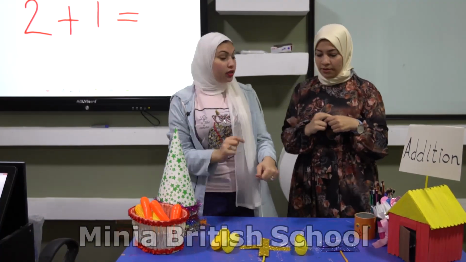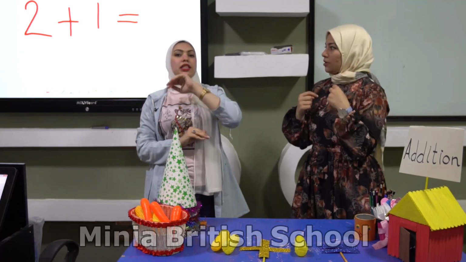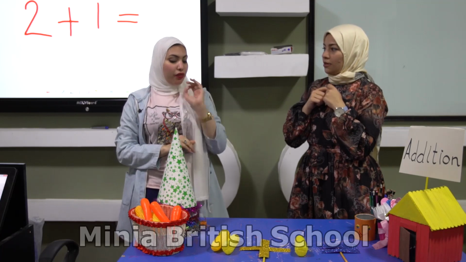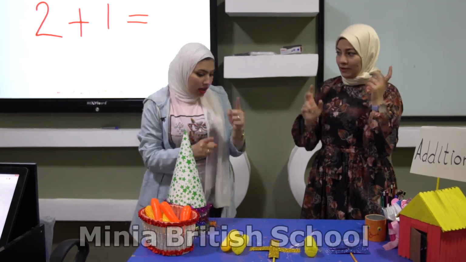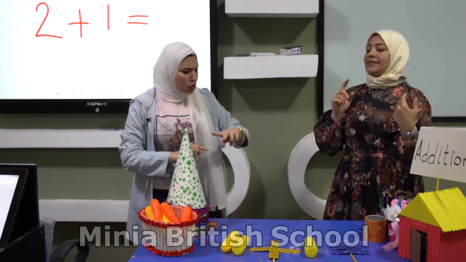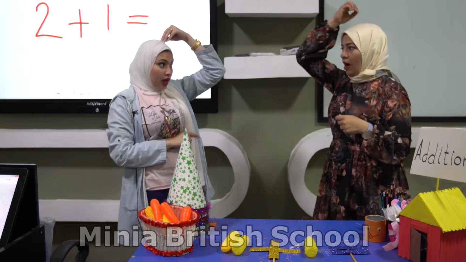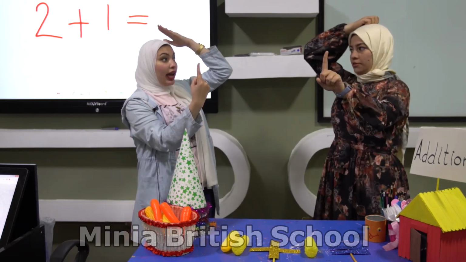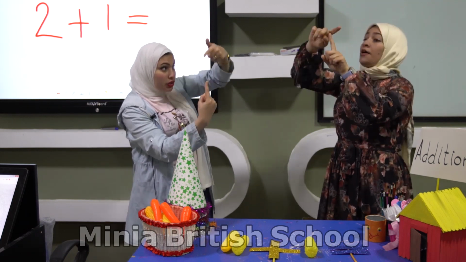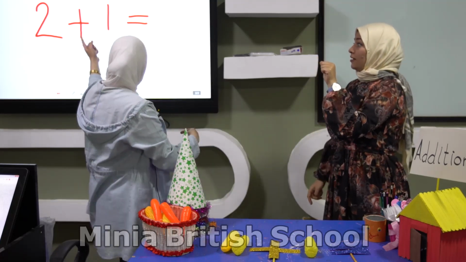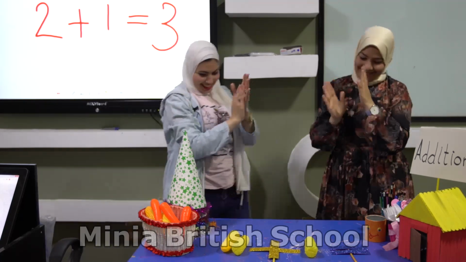Which one is the bigger number, two or one? Two. We have steps to solve this equation. The first step is to see which one is the bigger, two or one. Two. So we will put two in our mind and one in our fingers and count after two. Three. So 2 + 1 equals three. Excellent.